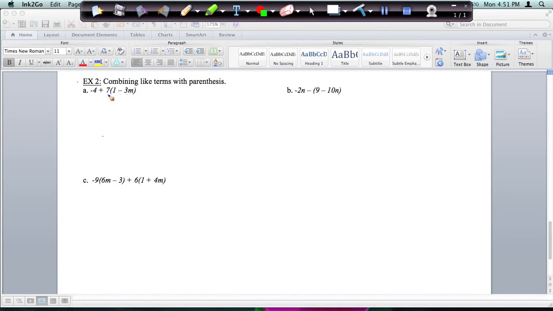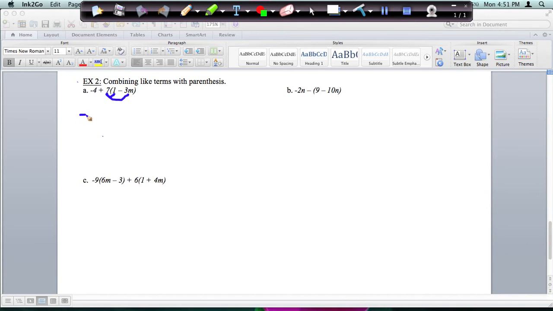So I need to do 7 times 1 and 7 times negative 3m. So I need to distribute that through the parentheses. So that's the first thing I'm going to do. This negative 4 plus is just going to come out in front because remember, order of operations, multiplication comes before addition. So I cannot combine this negative 4 plus 7. I need to do this multiplication first. So I'm going to go ahead and do that.